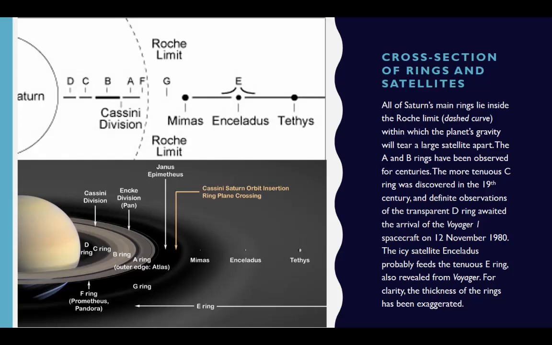This is the main rings, not the lesser rings that are farther out, within which the planet's gravity will tear large satellites apart. The A and B rings have been observed for centuries. The more tenuous C ring was discovered in the 19th century, and definite observations of the transparent D ring awaited the arrival of the Voyager 1 spacecraft on November 12th of 1980. The icy satellite Enceladus probably feeds the tenuous E ring, also revealed from Voyager. For clarity, the thickness of the rings has been exaggerated to make it easier for you to see here.